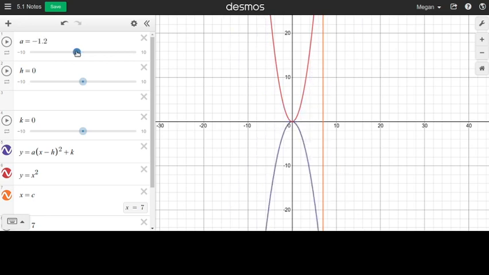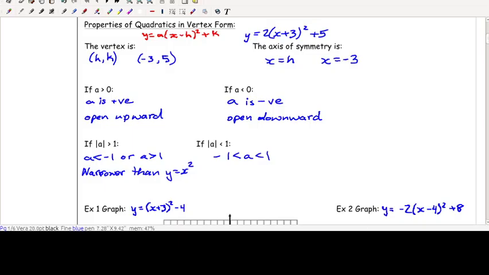And the same thing in the other direction. Closer I am to 0, the wider my parabola. When I get close to -1, it gets close to just being the flipped parabola. So if I'm between -1 and 1, then I am wider than y equals x squared, wider than my parent function. So that's what my a value does to my parabola.